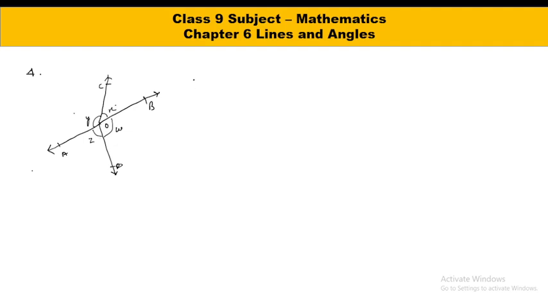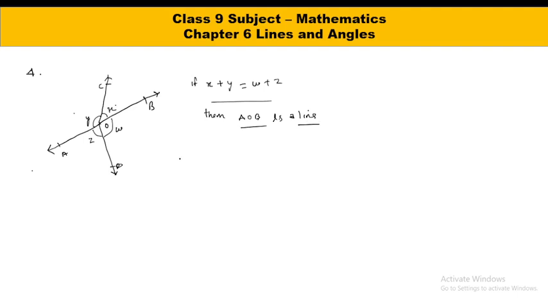Now in the question it is given that if x plus y is equal to w plus z, means angle x plus angle y is equal to angle w plus angle z, then we need to prove that AOB is a line.